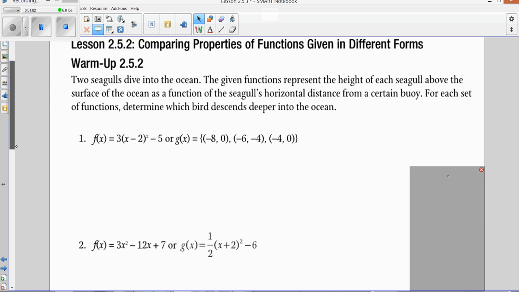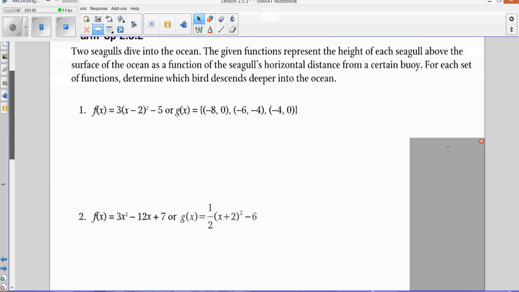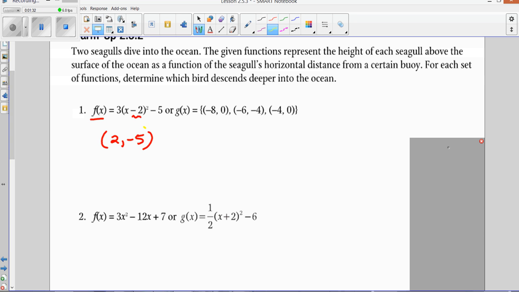So what we're going to do is we're going to get started on the function. So if we look at number one's function, this is actually f of x. This is a parabola. So this right here, we can figure out which one descends deeper by looking at the vertex. The vertex is, for f of x, our vertex is 2 comma negative 5. Remember, it's h comma k, so you take the opposite. You take the opposite of negative 2, which is 2. Negative 5, that's your k, so it's down 5. So this is what we're really looking at. We're really looking at it dove down 5 below the sea level.